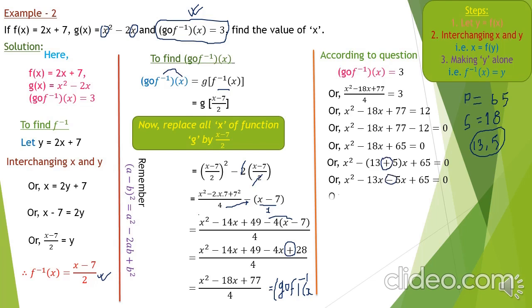So we have to take common. We have to take two terms and two terms, the first two terms and the last two terms. In the first two terms only x is common, x minus 13. In the last two terms minus 5 is common, so x minus 13.